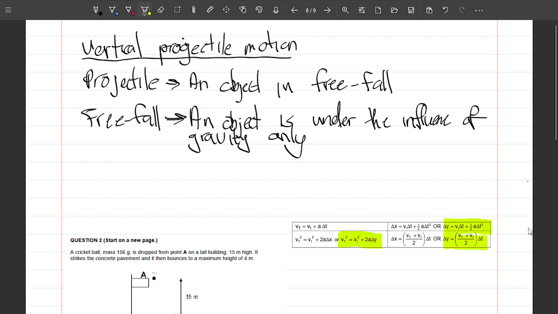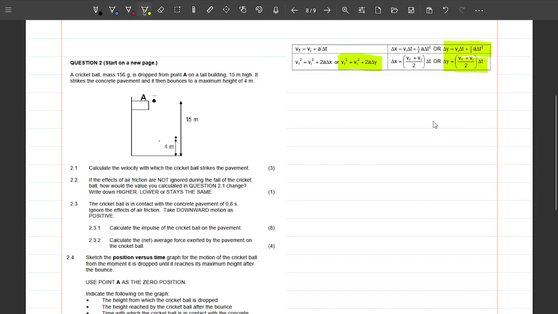Let's look at some practice problems. Let's take this arbitrary question, for instance. So in this question, we're given a cricket ball of mass 156 grams, dropped from point A on a tall building that is 15 meters high. It strikes the concrete pavement and it bounces to a maximum height of 4 meters. So that is illustrated in that sketch there. Then the first question is: calculate the velocity at which the ball strikes the pavement.